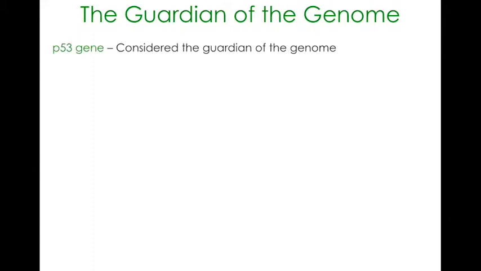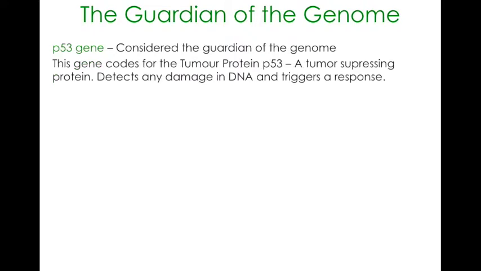Okay, so there is a particular gene called the p53 gene. Now this p53 gene is considered as the guardian of the genome because it plays a really important role in producing a type of protein called the tumor protein p53. Yeah, this is a tumor suppressing protein. The protein performs a vital function in the life of a cell in your body, and what it does is it detects damage in the DNA, and it then triggers a response. It's kind of like the commander-in-chief in your cell that regulates the DNA and makes sure that it is replicating properly. Okay, so here is a diagram of what happens.